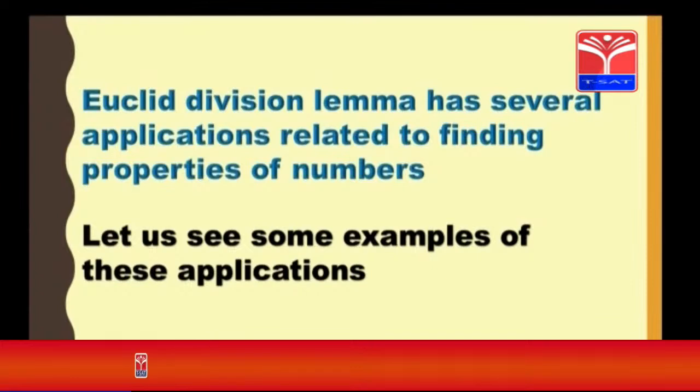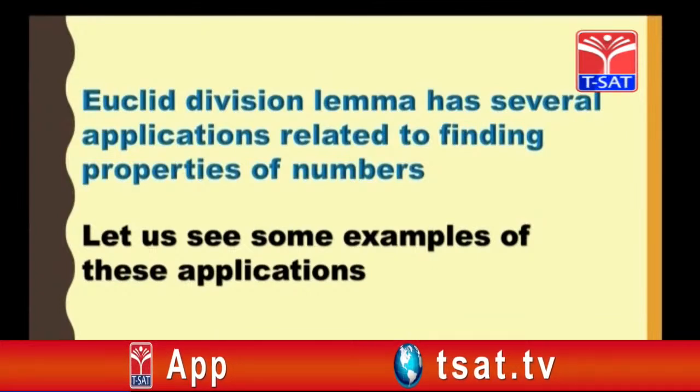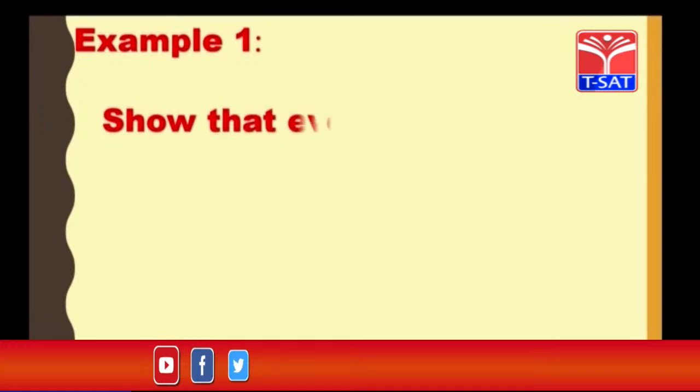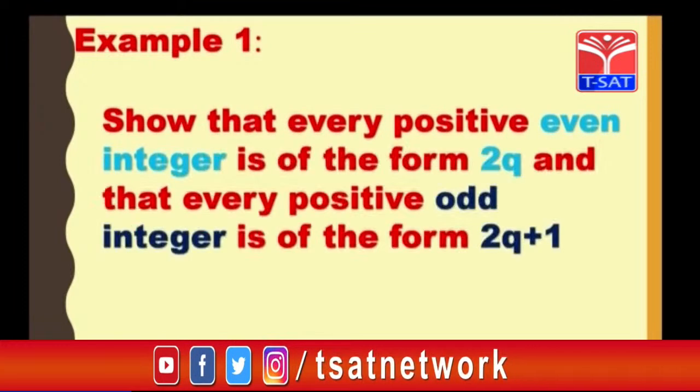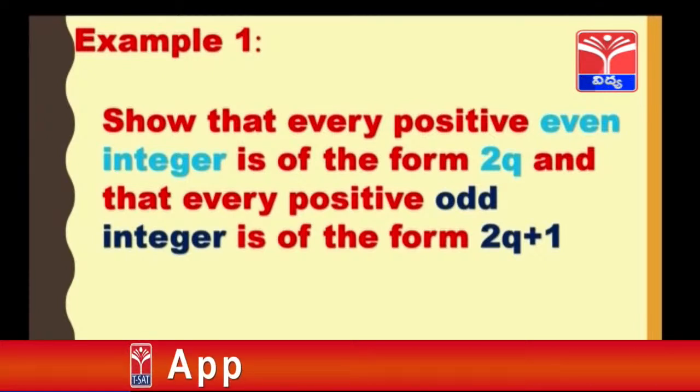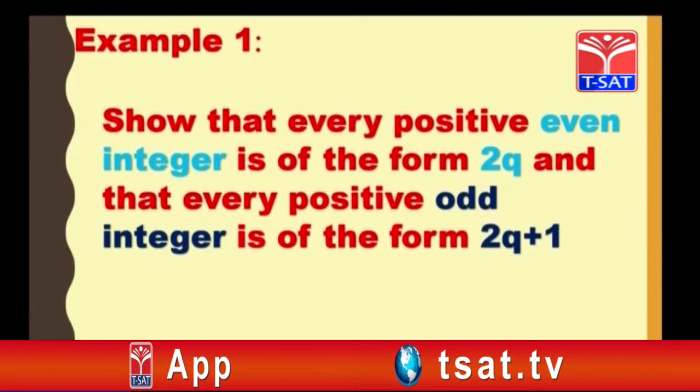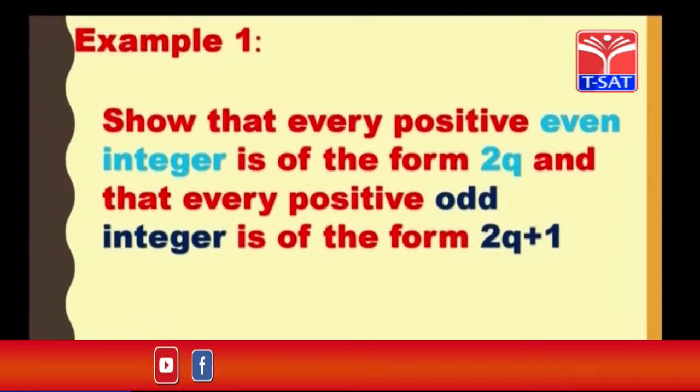Euclid's division lemma has several applications related to finding properties of numbers. Let us see some examples. The first example is example 1. Show that every positive even integer is of the form 2q, and that every positive odd integer is of the form 2q plus 1. See the question once again.